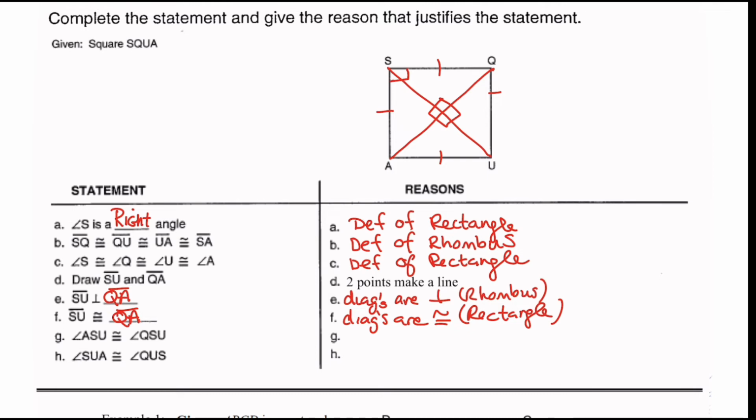So angle ASU, that one, is congruent to QSU. And that would be because of the rhombus, we have diagonals are opposite angle bisectors. And that would be the same reasoning for these two guys.